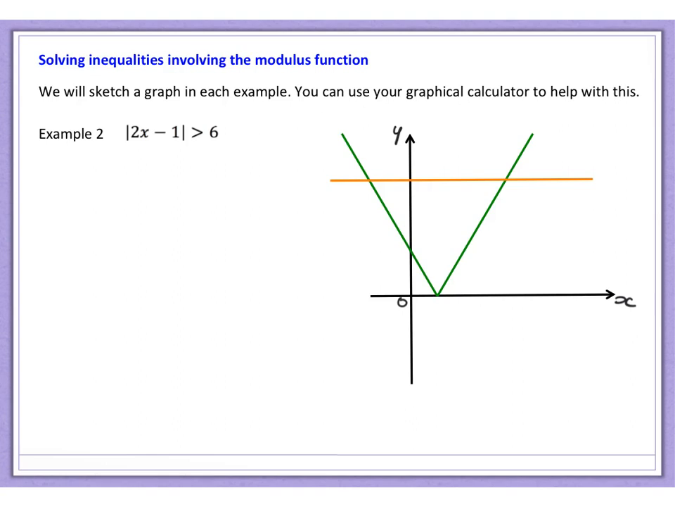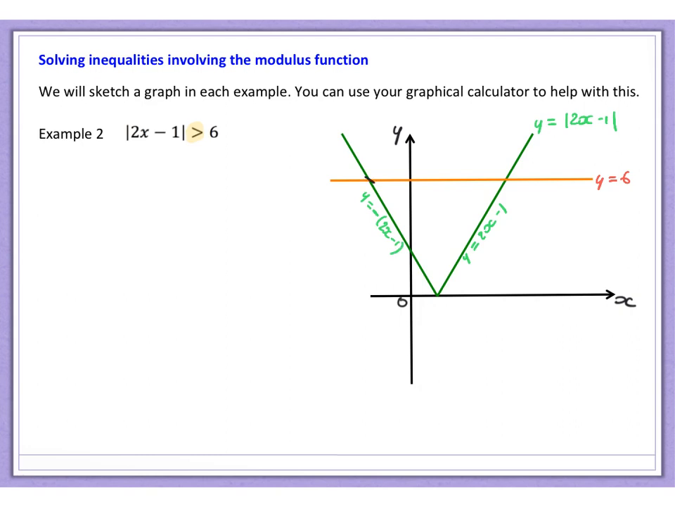Let's have a look at another example. So this time we are solving modulus of 2x minus 1 is greater than 6. We have some graphs sketched again. Here's the graph of y equals mod 2x minus 1. And here's the graph of y equals 6 in orange. Now, we're going to label each wing of the graph. So this portion of the graph has the equation y equals 2x minus 1, and this portion of the modulus function has the equation y equals negative brackets 2x minus 1.